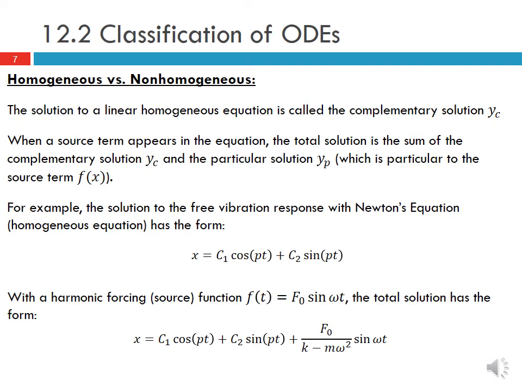If you, for example, have a harmonic forcing function or source function, so f of t is equal to f naught sine omega t, then the total solution has the form shown here. It's a combination of the homogeneous solution as well as the particular solution. The particular solution is related to the forcing function or the source function. In this case, with a harmonic source function, we end up with a harmonic particular solution. This has sine omega t, this also has sine omega t. And there are lots of other examples of both homogeneous and non-homogeneous ODEs that we can encounter.